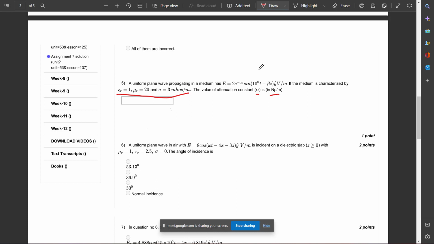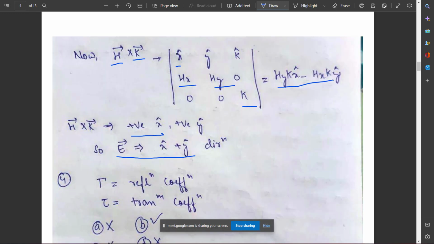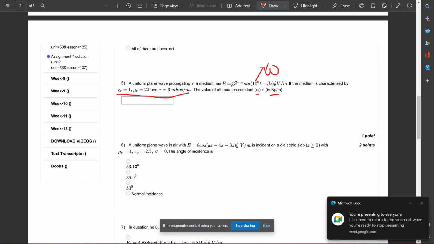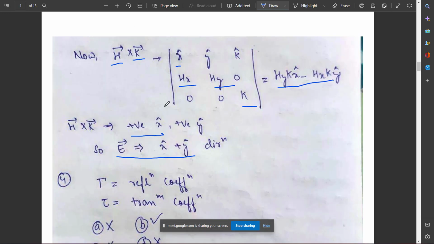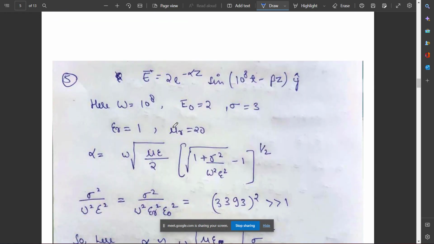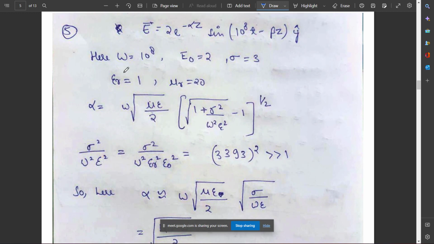Okay, so from here you can deduce omega, right? Omega here is 10 to the power 8. And what else is given to us? E naught is given to us, E naught is 2. Okay, let's go and solve this question. So omega is given, E naught is given, and sigma is given. Epsilon r and mu r are also given in the question.